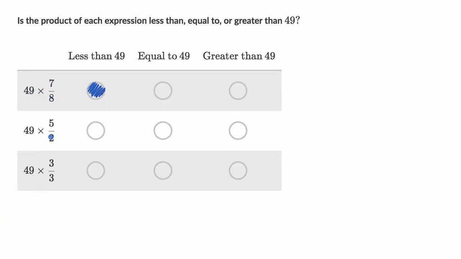49 times 5/2. Well, 5/2 is greater than 1. Remember, 2/2 would be equal to 1, so 5/2 is greater than 1. So if I'm multiplying 49 by a value that is greater than 1, I'm going to get a value that is greater than 49. And then last but not least, 49 times 3/3. Well, 3/3 is exactly equal to 1. So 49 times 1 is going to be exactly equal to 49. And we're done.